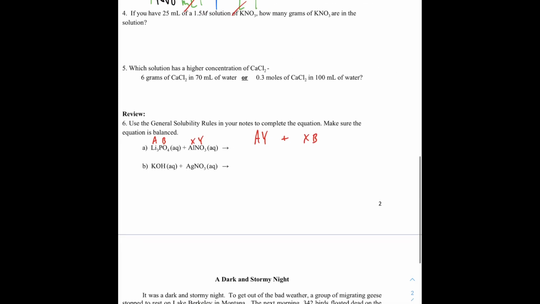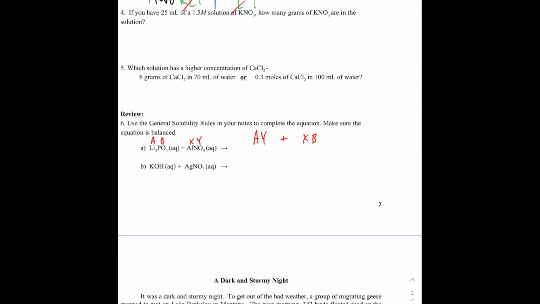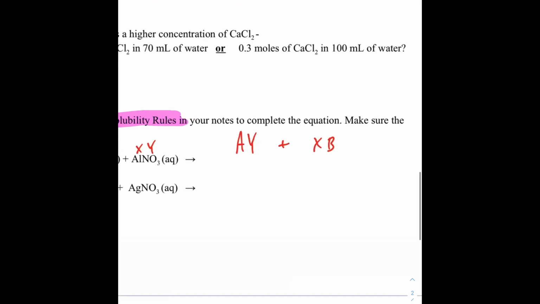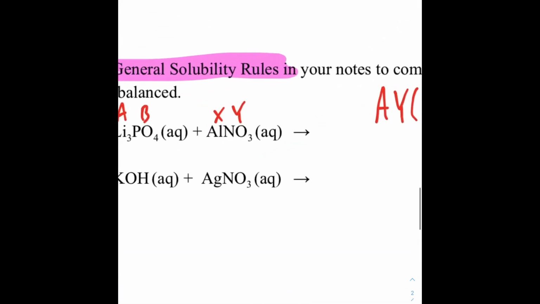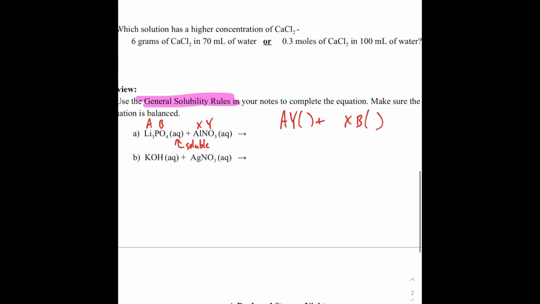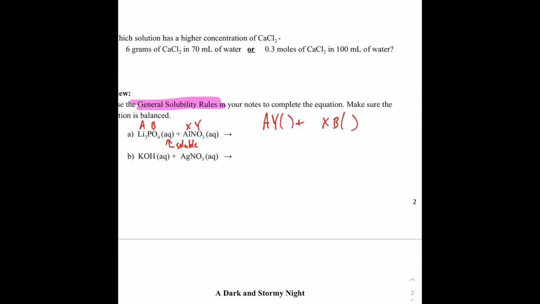So first, write out what the products are, and then use your solubility rules, the ones that we looked at last week. Use the solubility rules to determine if these products are going to be aqueous or solid. So you'll put that behind them, either AQ or solid, and that's based on whether they're soluble or not. Both of our reactants are soluble. Are our products soluble? You're going to have to use their solubility rules to determine that.